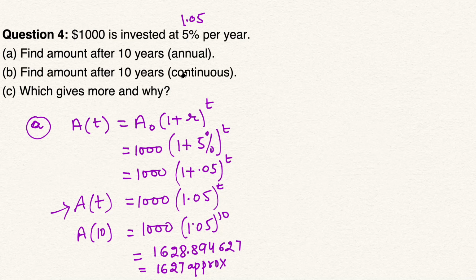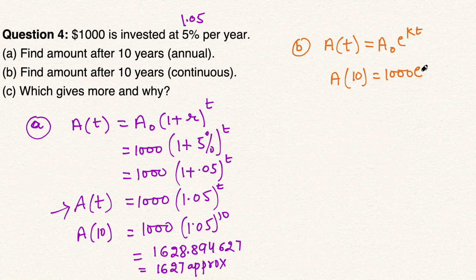Now, the best part is coming. Find the amount after 10 years with continuous compounding. I will apply the formula for continuous growth. That means it's not that you get the interest after 1 year; you are getting it at every instant. In that case, the formula is final amount equals initial amount times e raised to the power kt. So the final amount after 10 years is the initial amount times e to the power 0.05 times 10.